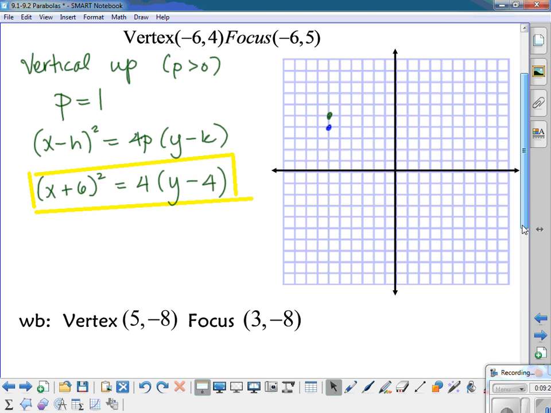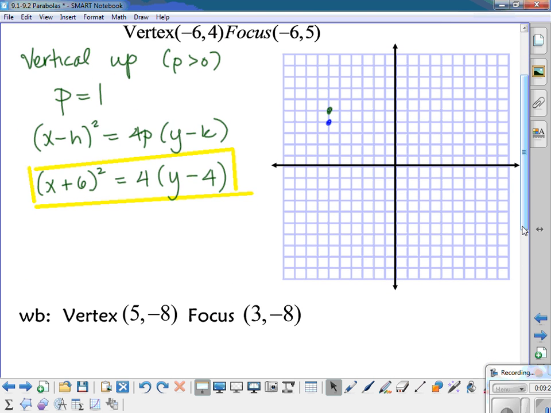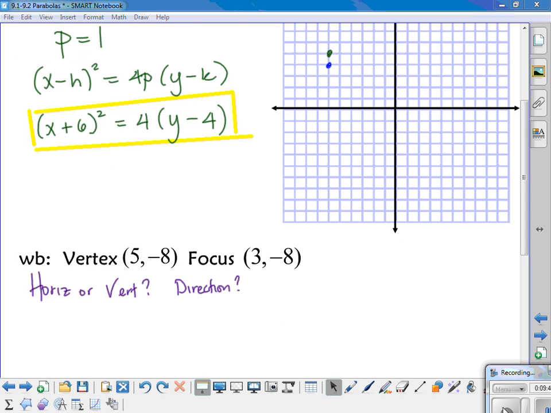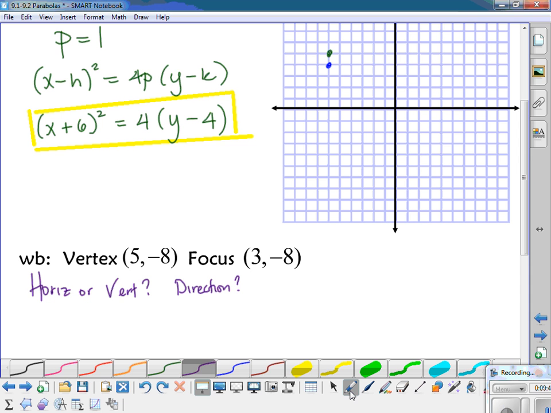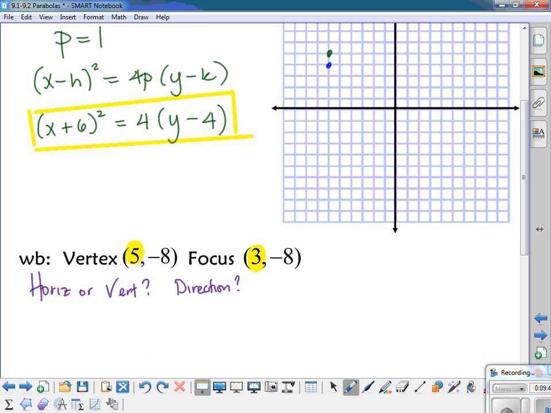All right, so here's one for you guys to do on your whiteboards. The vertex is at (5, -8). The focus is at (3, -8). Okay, so if you look and see what's changing, the x changed from a 5 to a 3. So some of you I know can just visualize in your head, okay, I'm changing in the horizontal direction.